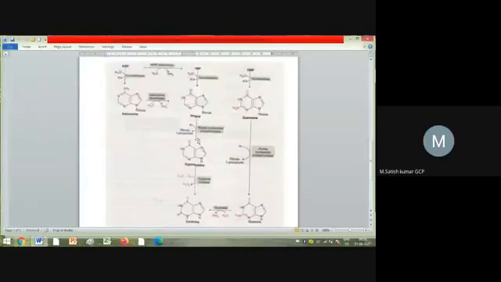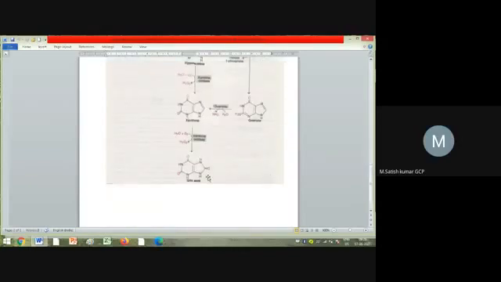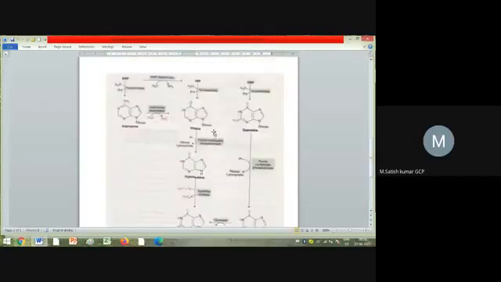What is happening in the third step? In the third step, the 5 carbon ribose sugar will also be separated, because we need only the nitrogenous base. Uric acid consists of only a nitrogenous base; it doesn't have any ribose sugar. That's why the ribose sugar will be detached from the molecule in the third step.